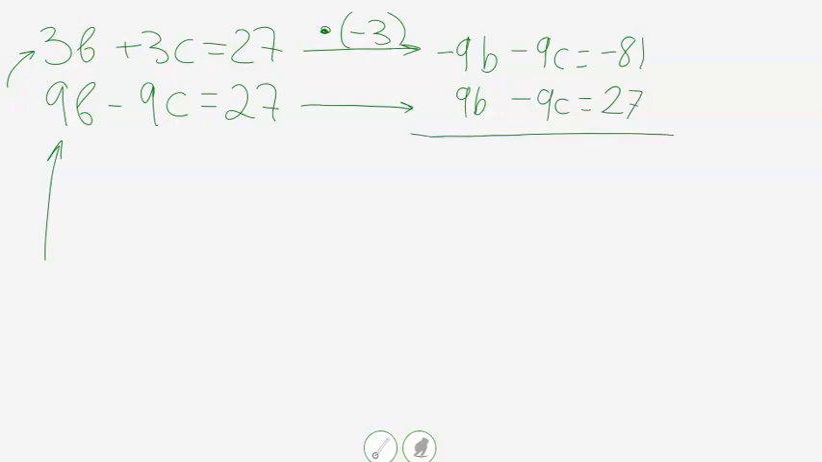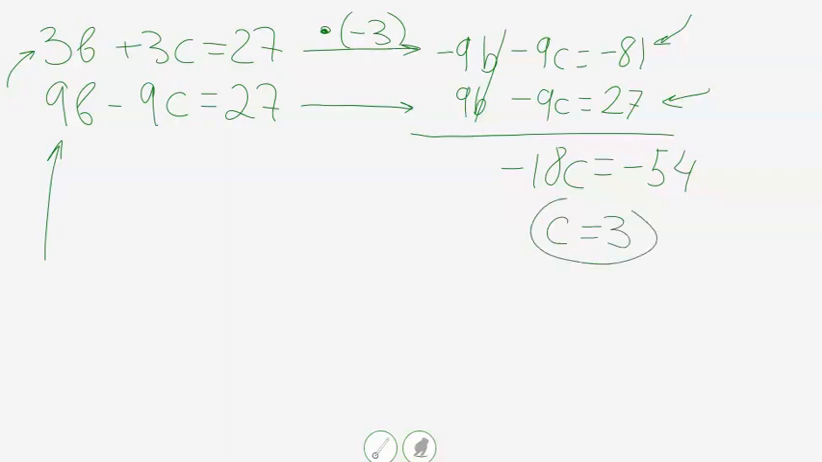Now b will be eliminated, so b is gone. And what's left here? We have -18c equals 54. This number is negative and this one is positive, so we get -54. And now again we divide and we will get c equals 3. So we found the speed of the current, a little bit faster in this case.